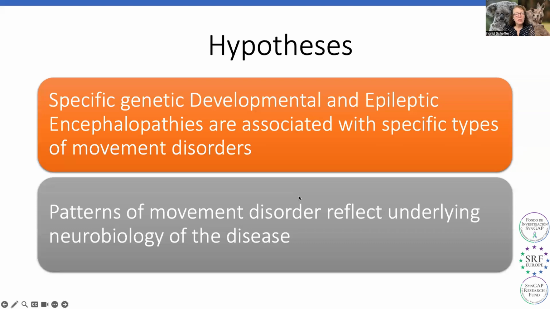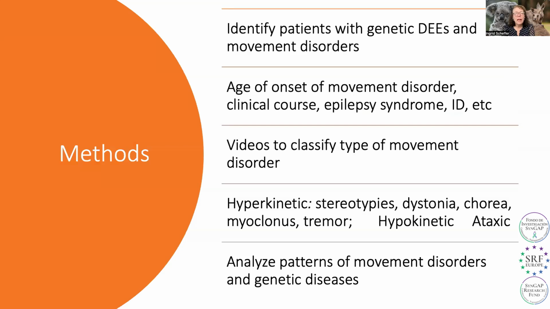So in this study, we hypothesized that specific genetic developmental and epileptic encephalopathies are associated with specific types of movement disorders. And then that the patterns of the movement disorders reflect the underlying neurobiology of the disease. This study began by me and my collaborators, who were both pediatric epileptologists, and we worked with pediatric and adult movement disorders specialists in Italy and in Australia. And we identified patients who had a known genetic DEE, so we knew which gene was involved, and we saw them in clinic or the ward, and we saw that they had a movement disorder.